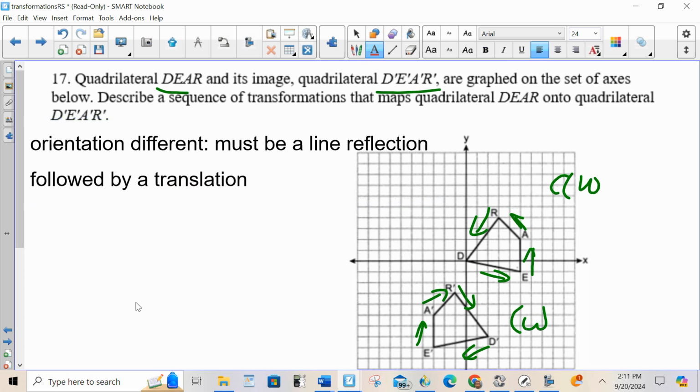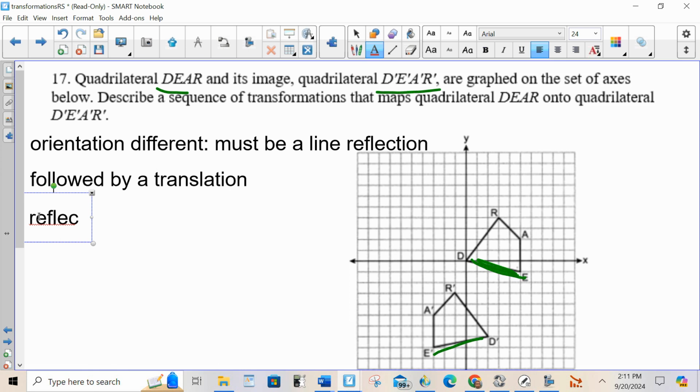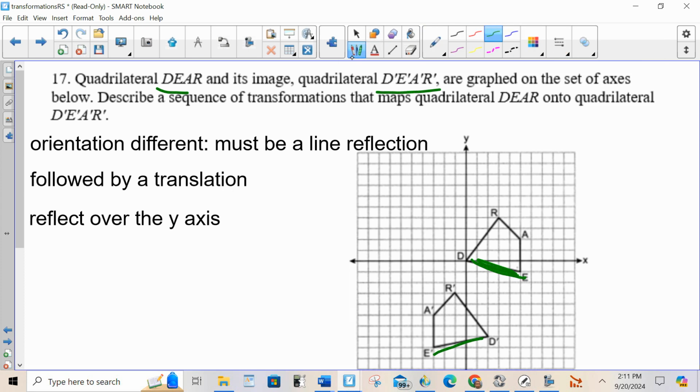So now we've got to use a little bit of geometric common sense as far as which axis I'm going to reflect over. Being how DE is on the bottom, it needs to stay on the bottom. Therefore, I would need to reflect it over the y-axis, because over the x, it would flip upside down. So I am going to reflect over the y-axis. Now I'm going to do the reflection. So R is going 1, 2, 3 left. That's R prime.